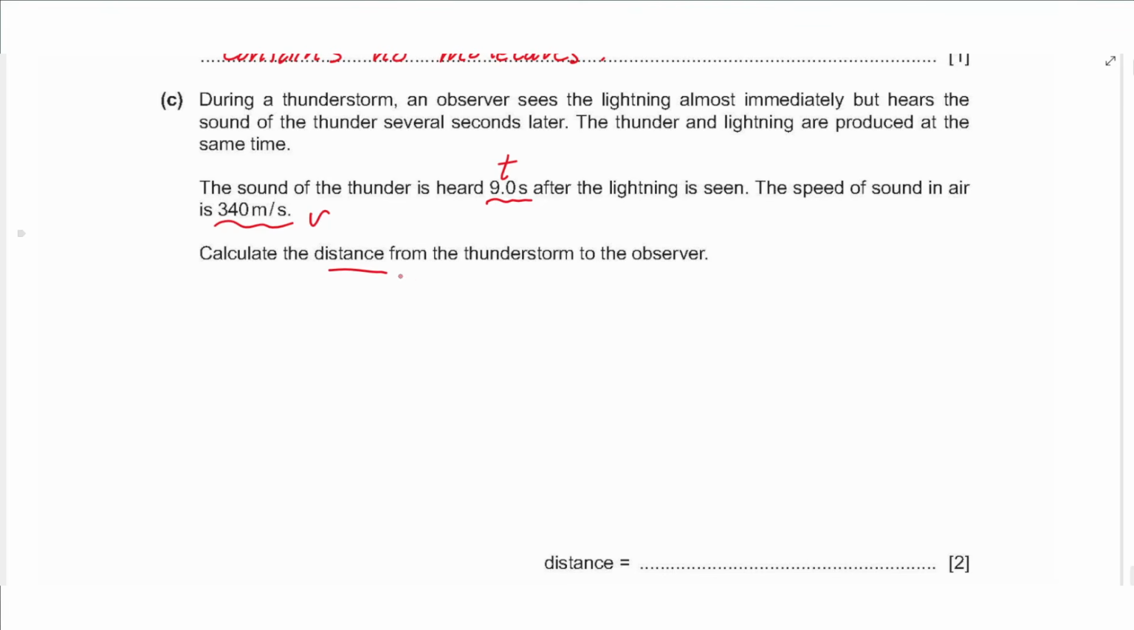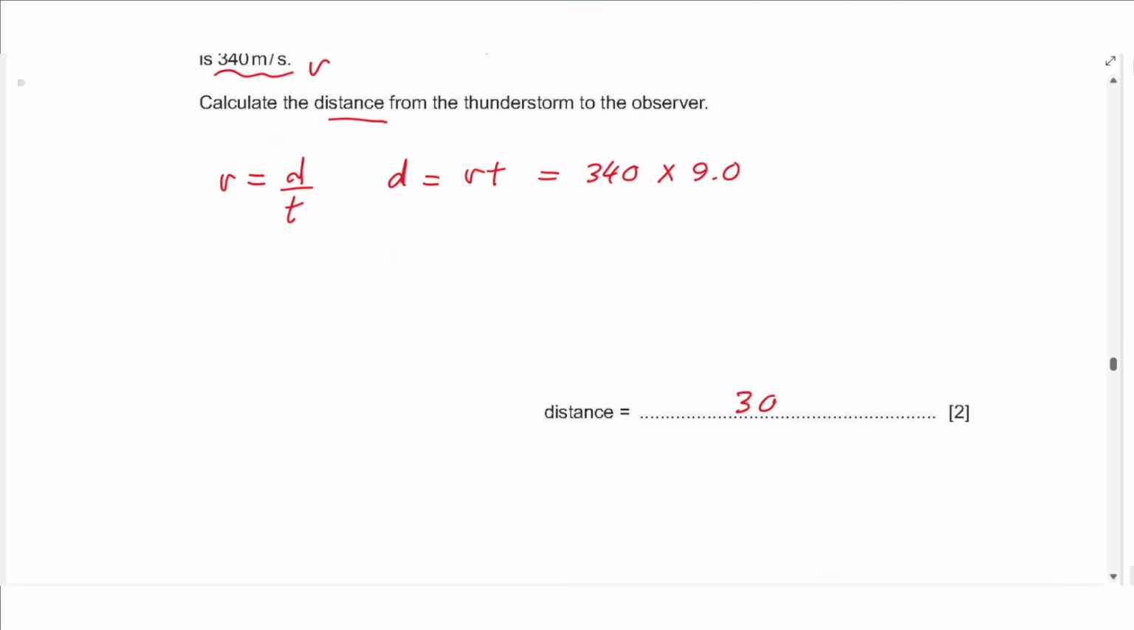Assuming that light does not take any time to reach the observer, we will base our calculations on the time 9 seconds being the time that the sound takes, not the time between seeing and hearing. So we will use speed equals distance over time, since waves travel at constant speed in the same medium. This gives us that distance equals speed multiplied by time, which is 340 multiplied by 9. This is 3060 meters. We could approximate this to 3000 meters as two significant figures, but we are allowed one more significant figure, so we can just write it as it is in this case.